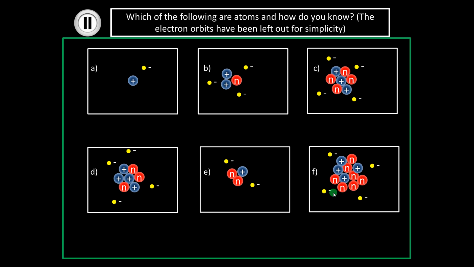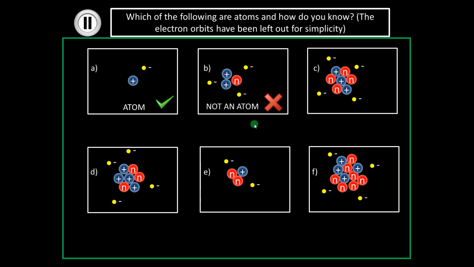Okay, so let's check the answers now, starting with A. Well, 1 proton, 1 electron, that's an atom. Simple. B, well, there's a slight trick here if you're not careful. There are 3 things in the nucleus and 3 electrons. But remember, all we care about is the protons and electrons, and there are only 2 protons and 3 electrons, an unequal number, so that is not an atom.